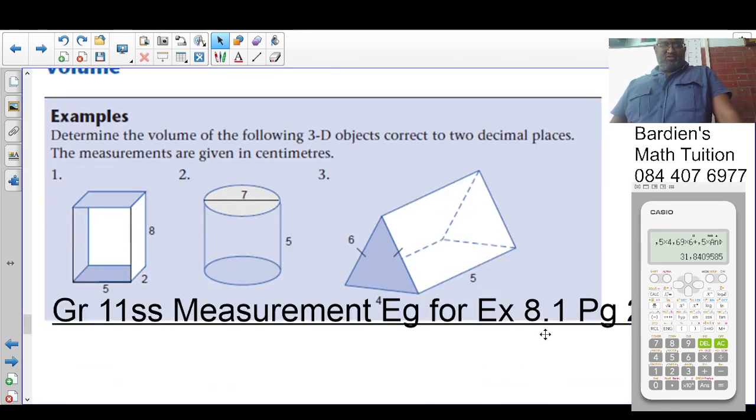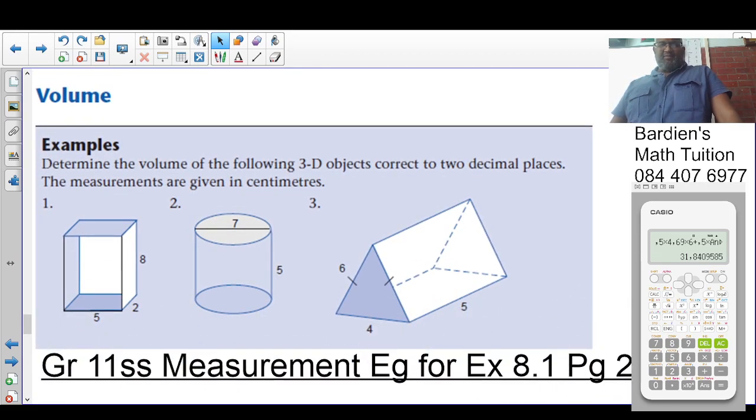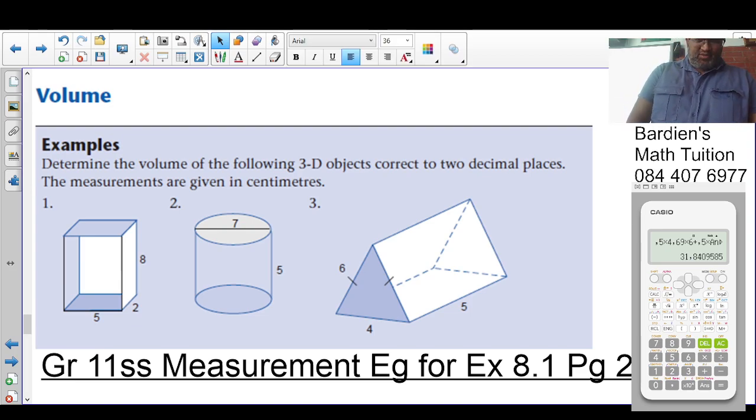These are examples for exercise 8.1 on page 260. However, the example is on page 259.